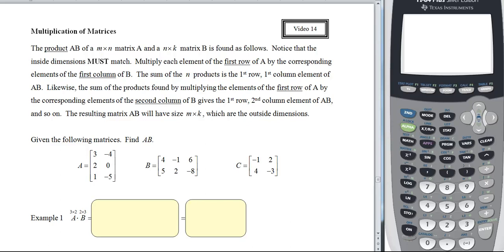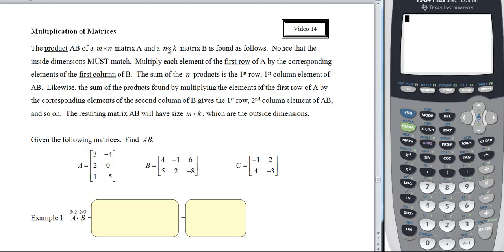Now we're going to look at multiplication of matrices. The product AB of an M by N matrix A and an N by K matrix B is found as follows. One thing I need you to notice is that the inside dimensions, the N and the N, must match. So the numbers on the inside have to match.